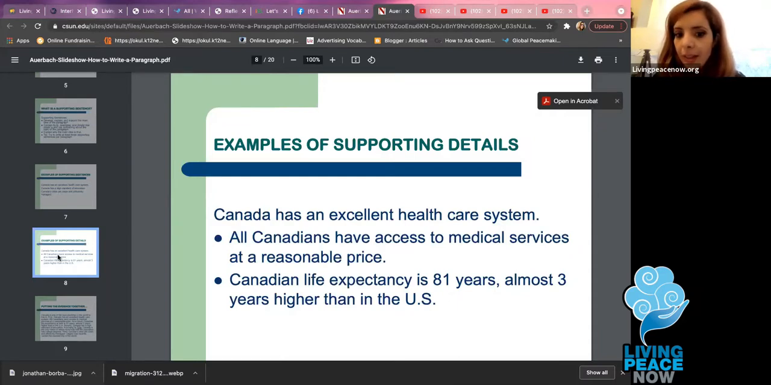The second detail is Canadian life expectancy is 81 years, almost 3 years higher than in the US. Another example. So here we are speaking about life expectancy, the average age of a person, because the healthcare or medical service is good. So a person lives longer, healthier. As they live healthier, they live longer. Any question up to here? Any question?